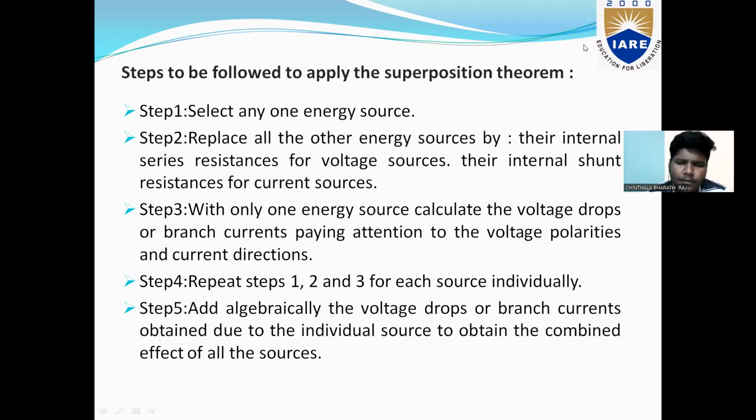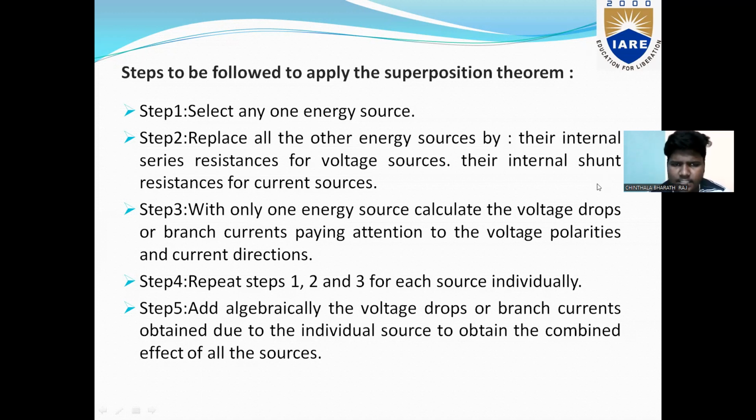Step 3. With only one energy source, calculate the voltage drop or branch current, paying attention to the voltage polarities and current direction. Step 4. Repeat steps 1, 2 and 3 for each source individually. Step 5. Add algebraically the voltage drops or branch currents obtained due to the individual sources to obtain the combined effect of all the sources. These are the steps to follow to apply the superposition theorem.